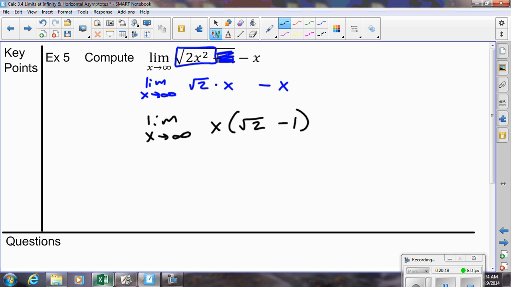Well, in this instance, we're basically looking at infinity multiplied by some finite number. And this finite number, remember, square root of 2 is approximately 1.414, so this piece is about 0.4. What's infinity times 0.4? That's still infinity. So this shows that we can't take infinity, subtract infinity to get 0. It actually turns out this one is still infinite.